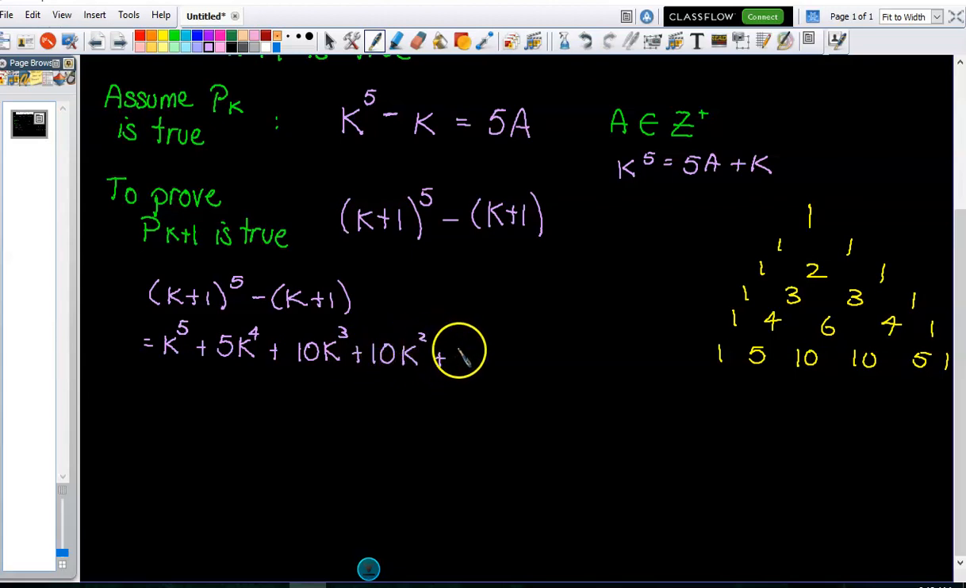10k squared plus 5k plus 1. And if you had been a bit slack and not put your brackets, right, we would have had minus k plus 1 instead of minus k take 1. We happy with that? Right? So what can we do? Well, the 1s are going to cancel.